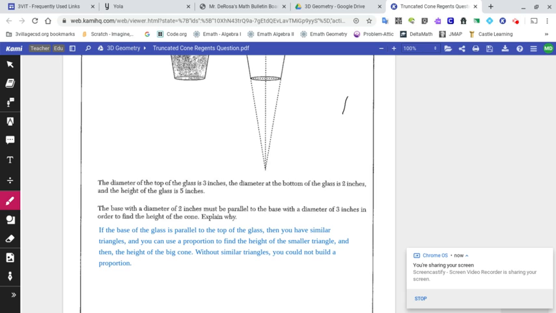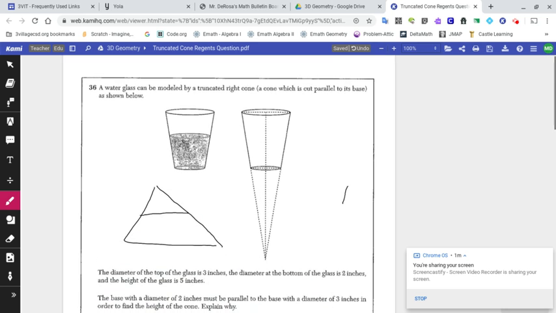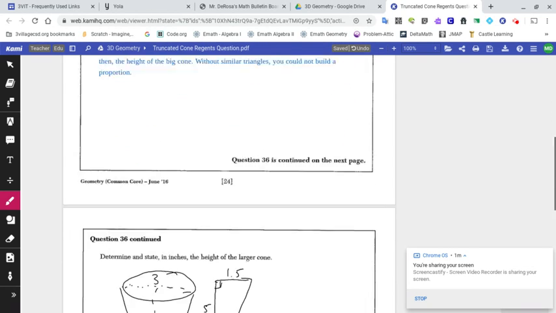Because you'll remember when we have a triangle that looks like this, and we have any segment that's parallel to it, we know that the big triangle is similar to the small triangle. It's the same idea with this. So I'm going to show you the same thing in the second part of the question down here.